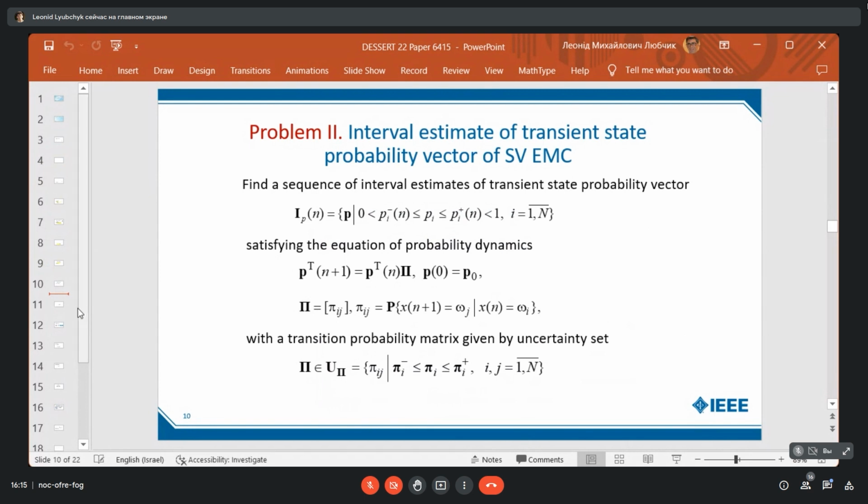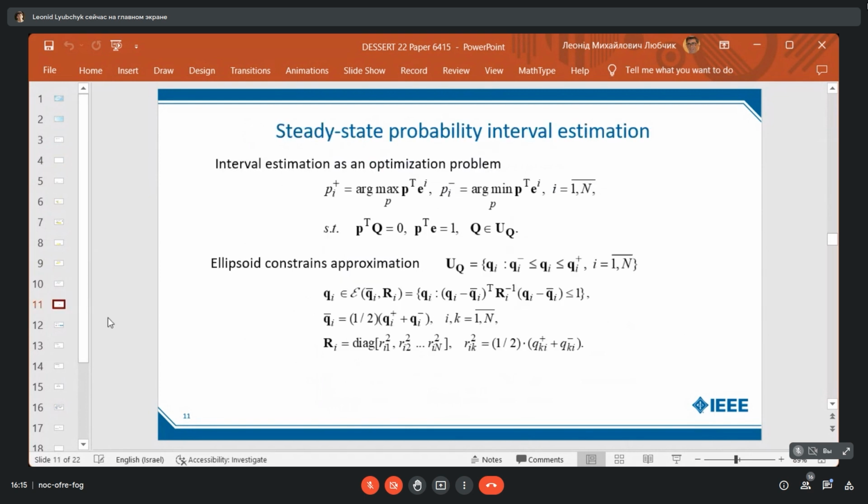Some words about the solution of this problem. In the first problem, we find the characteristics of the uncertainty set which describes the solution of the steady-state Markov model as an optimization problem. Find the optimum of a linear functional, with additional constraints which describe our uncertain characteristics. But from a mathematical point of view, it is one problem. It is a linear optimization problem, linear programming. But in a situation where we have high dimension, the solution of this problem is, of course, very difficult.